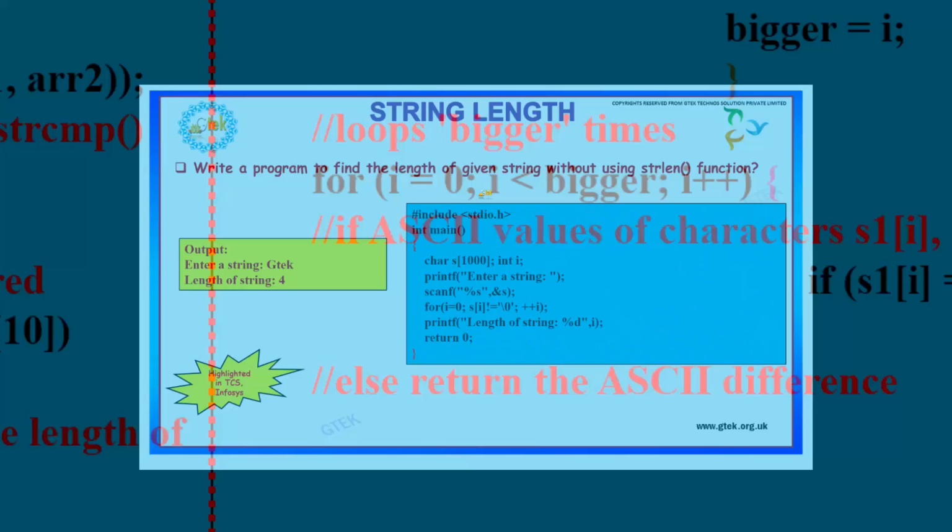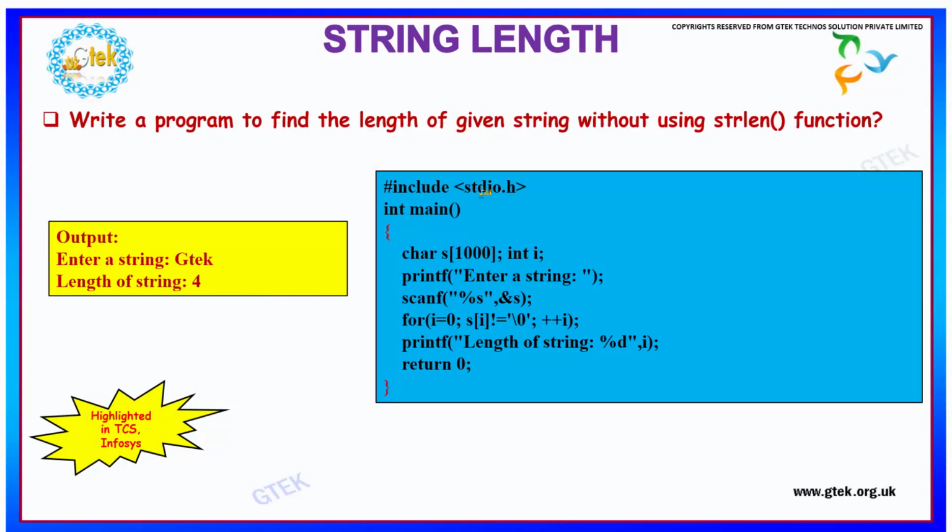Let us see a program to find the length of the string. To find the length of a string without using a string length function, it is pretty simple. Include your standard library function, and then we have to write a main portion in which we have to get the string, which we have to find the length for. Using a scanf, scan the string. And here we are having an array of type character and the length is 1000.